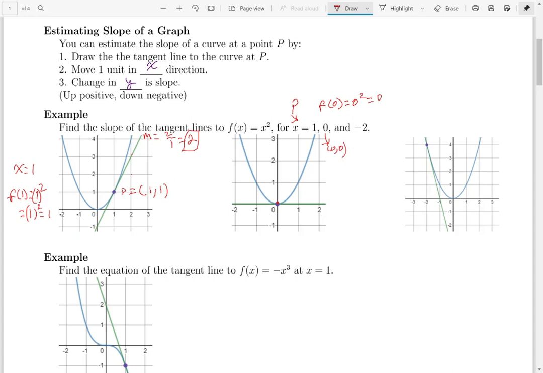Now we want to calculate what is the slope of this tangent line. Move right 1. We go up none, down none, so that's 0 over 1. Our slope is 0. So that's the slope of the tangent line at the point 0 for this exact same function.